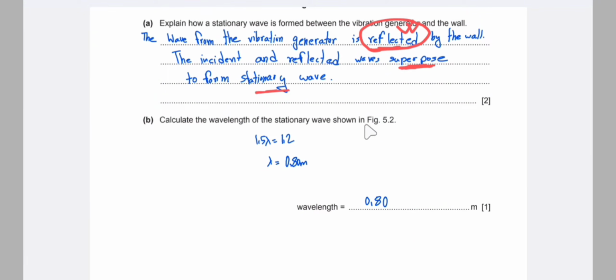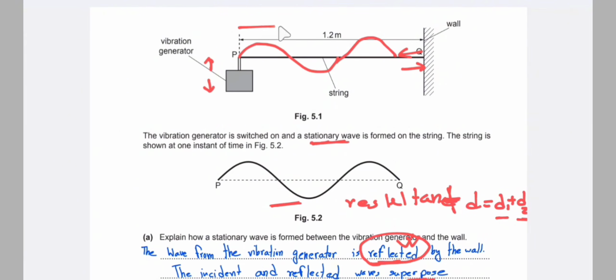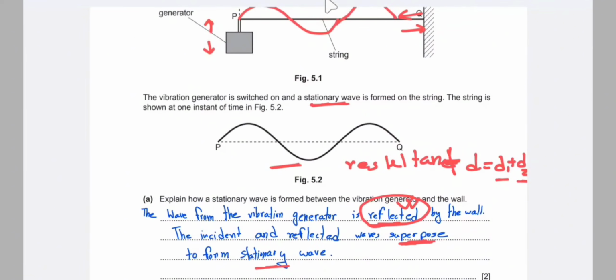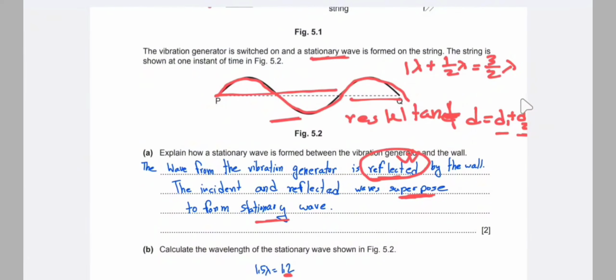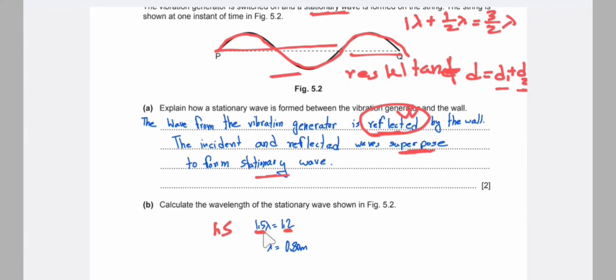Then calculate the wavelength of the stationary wave. So we need to find the wavelength. Here the total distance given is 1.2 meter, and to cover this distance, one wave is produced and half a wave is produced. One wave is from this point to this point, and half a wave is from this point to this point. So in total 3 by 2 lambda is produced, that is 1.5 lambda.